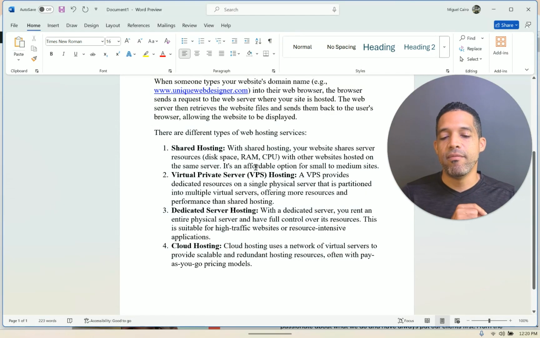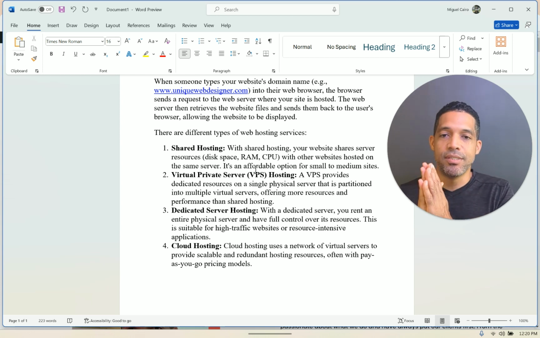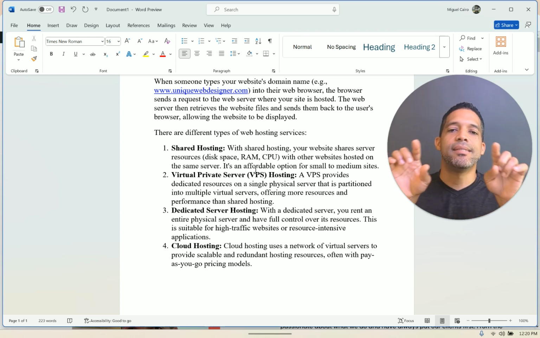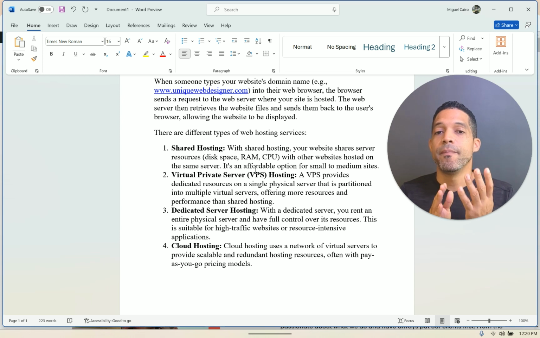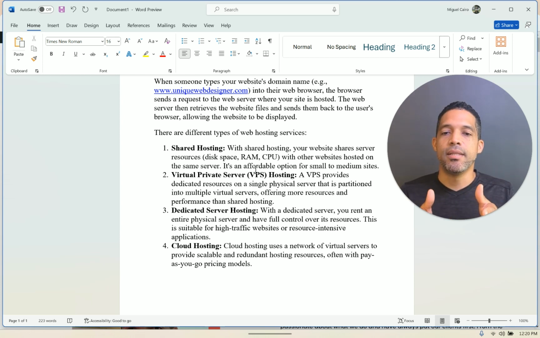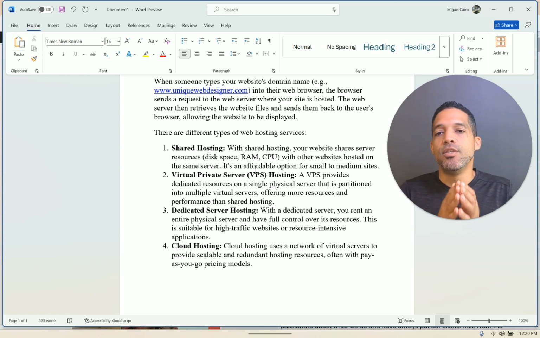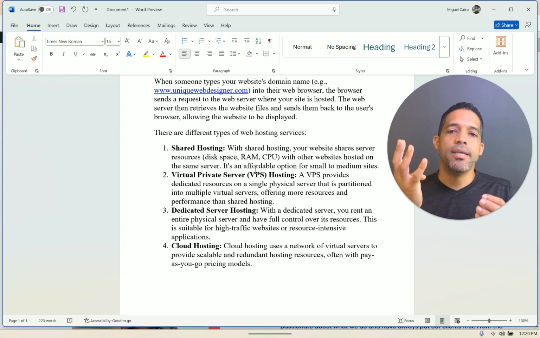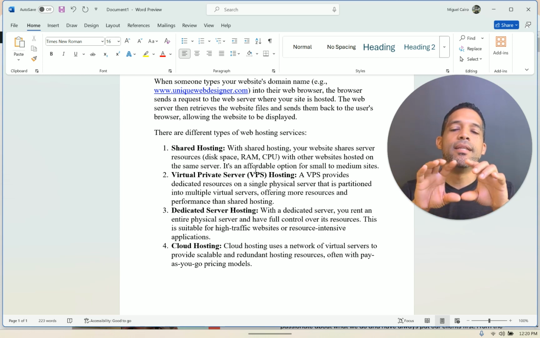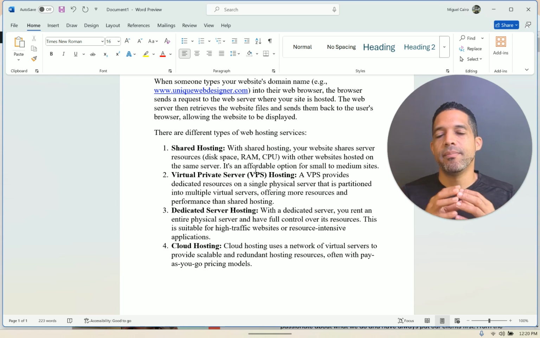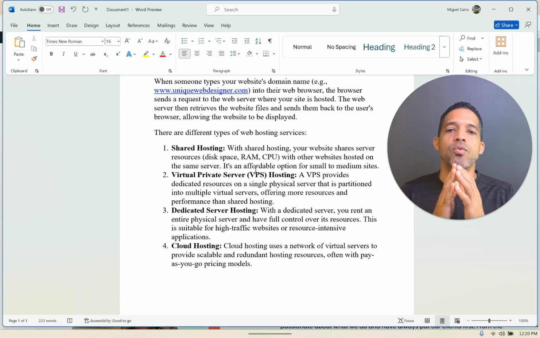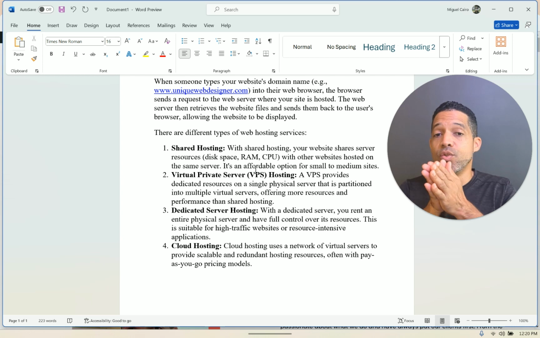Then you have virtual private server. This is like having a piece of the computer to yourself. In other words, if the computer has 16 gigs of RAM, and there were four websites hosted on that specific server, then each website would have 4 gigs of RAM available to it. And then it does the same thing with the hard drive space, and everything, the CPU, which is the processor. In other words, you have a specific amount of resources that's delegated to you.